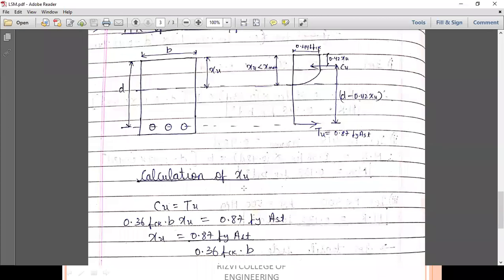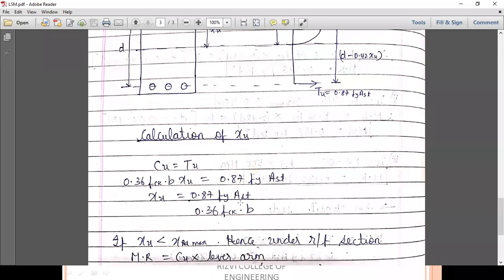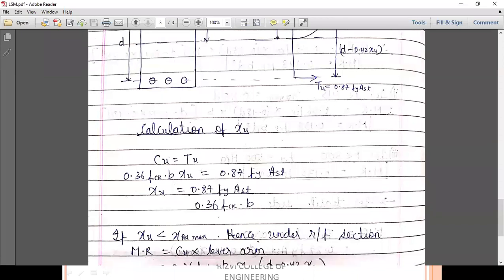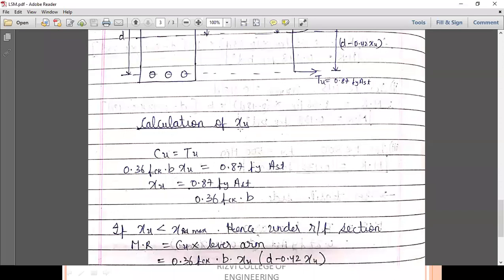To now get the value of Xu, this is your actual neutral axis. To find out the actual neutral axis we will equate Cu equal to Tu. Cu I said is 0.36 fck b into Xu, and Tu you will easily get as stress into area, 0.87 fy into Ast. Since we consider 0.87 in LSM, you will get the value of Xu. If you do not want to remember this, just equate Cu equal to Tu and find out Xu. So we got the Xu of the under reinforced section.